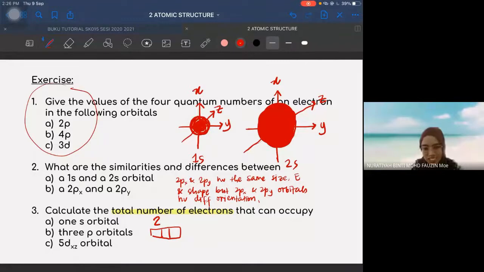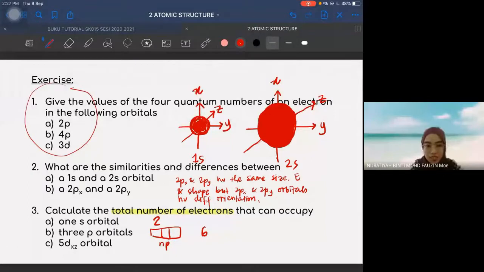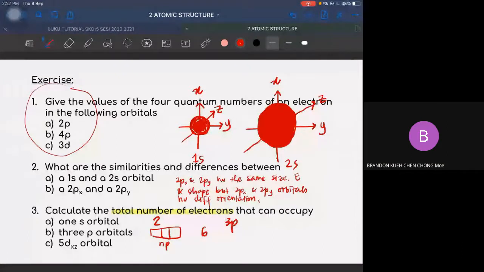6 times 3? You have 3 kotak p orbital, okay? Maksudnya macam ni, np. So satu px, py, pz. No, 6 electrons. So, dia kata 3p orbitals. Bukannya 3 times p, tapi kalau you pun ada 3p orbitals, you still have a total of 6 electrons saja dalam awak punya orbitals. Faham?